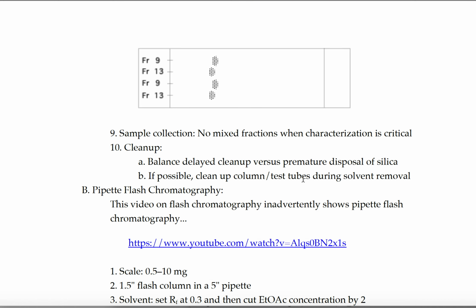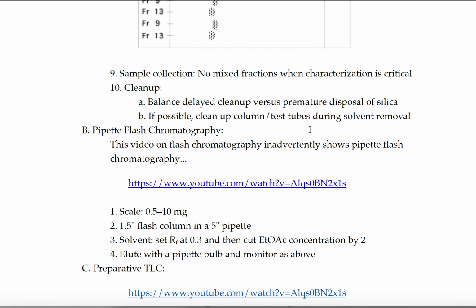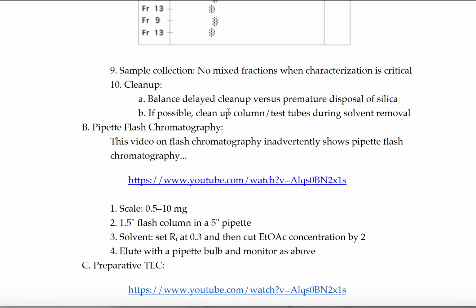So you do sample collection. Don't mix the samples. Cleanup. Here's the deal. There's a balancing act between not throwing away a column containing something precious and leaving your hood full of crap. And I would err on the side of risking blowing something.